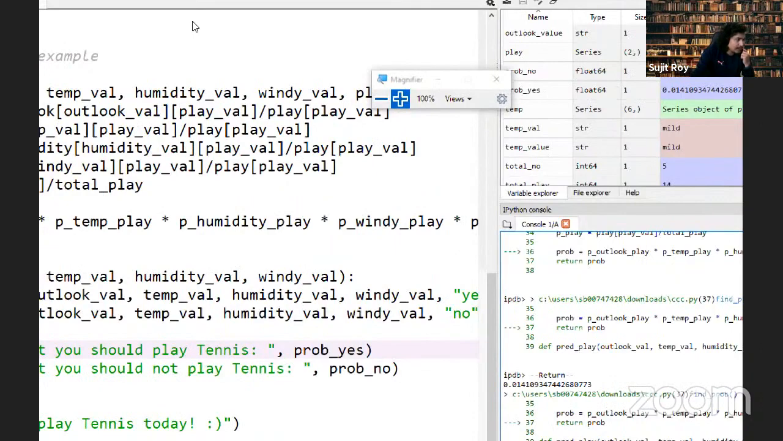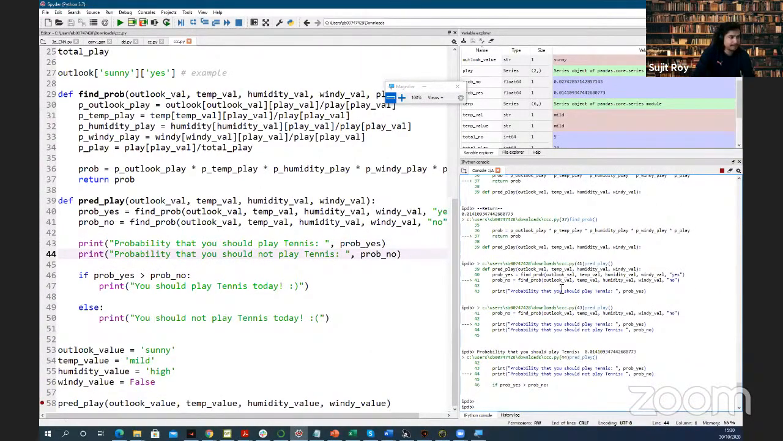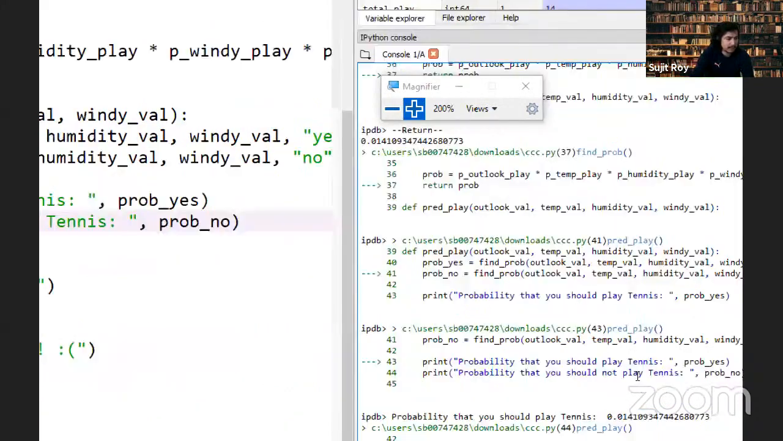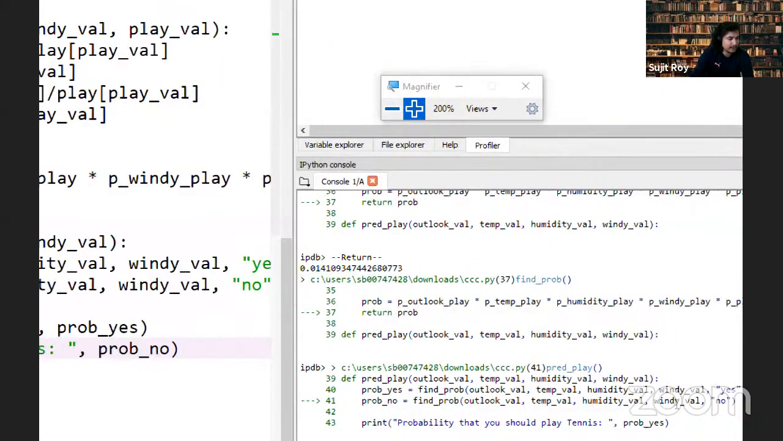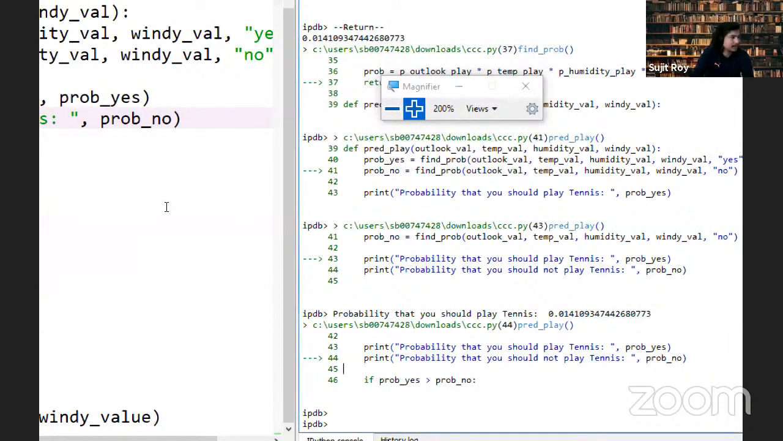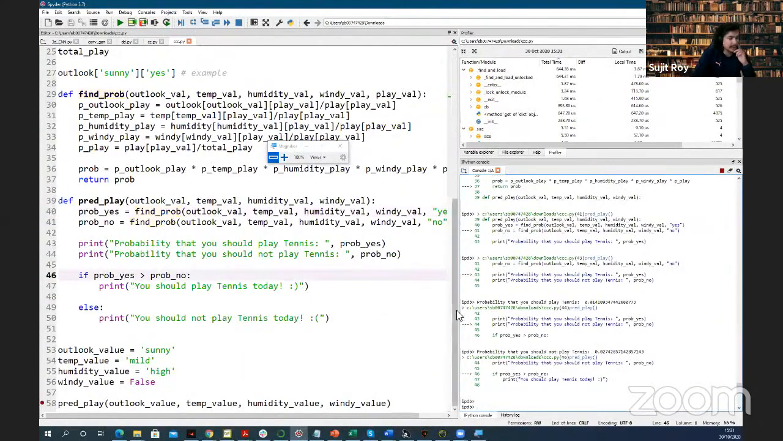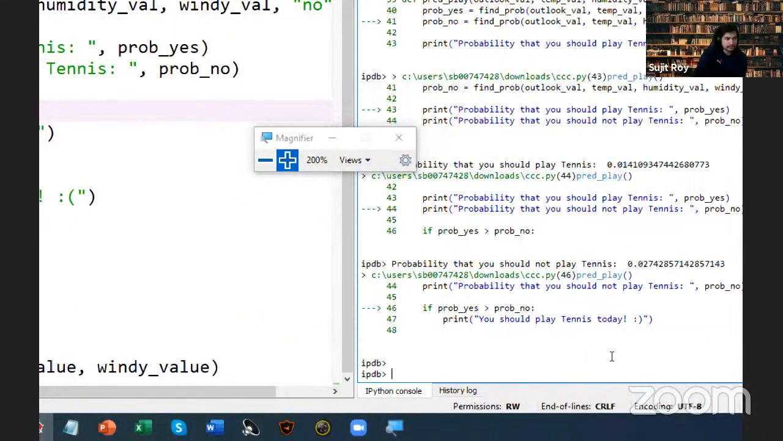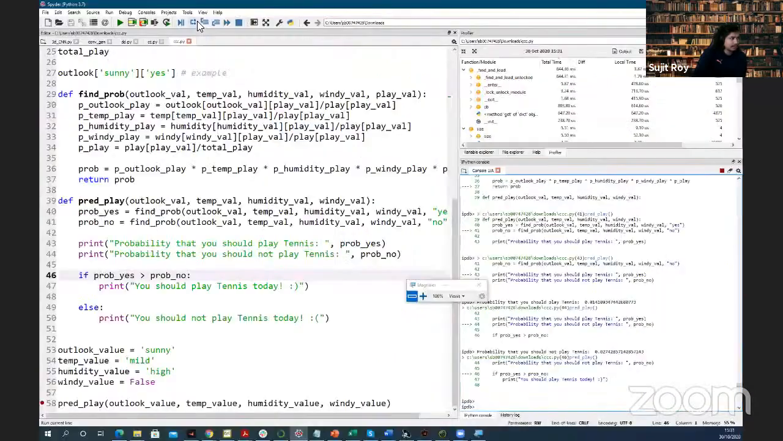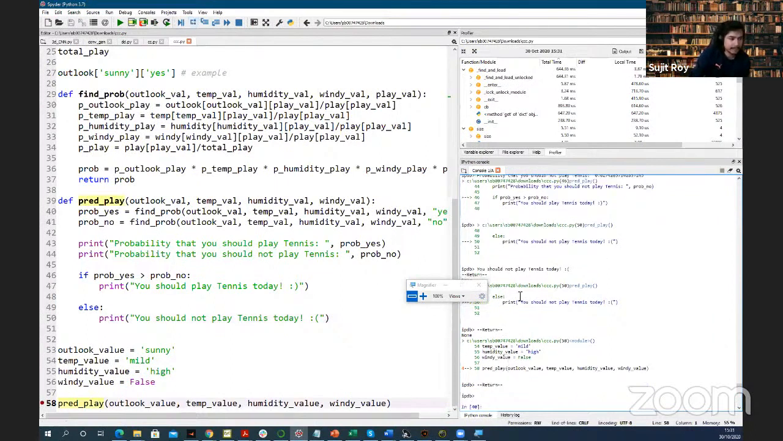So now we'll go for print, what is the probability of playing yes. So the probability you should play tennis is 0.014. And then I'll just go from here only. And then here you have the probability of playing no. Okay, so we have the probability that you should not play tennis is 0.02 here. Okay, now we do the comparison, which is very easy, and the outcome comes as prediction play: that you should not play tennis today. It is the same as what we did. Okay.